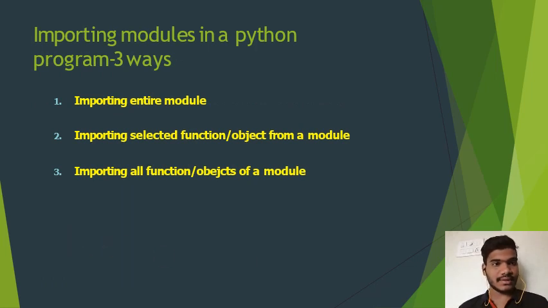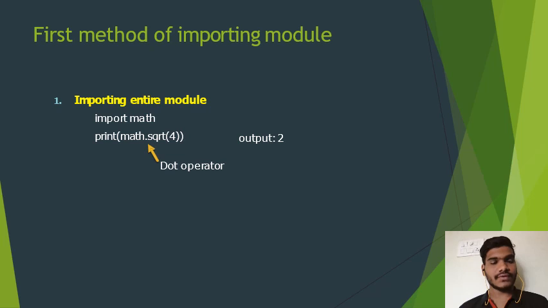Importing modules in a Python program can be done in three ways: importing the entire module, importing a selected function or object from a module, and importing all functions and objects of a module. The first method is importing the entire module. For example, import math in Python code or in the Python interpreter. Import is a keyword.